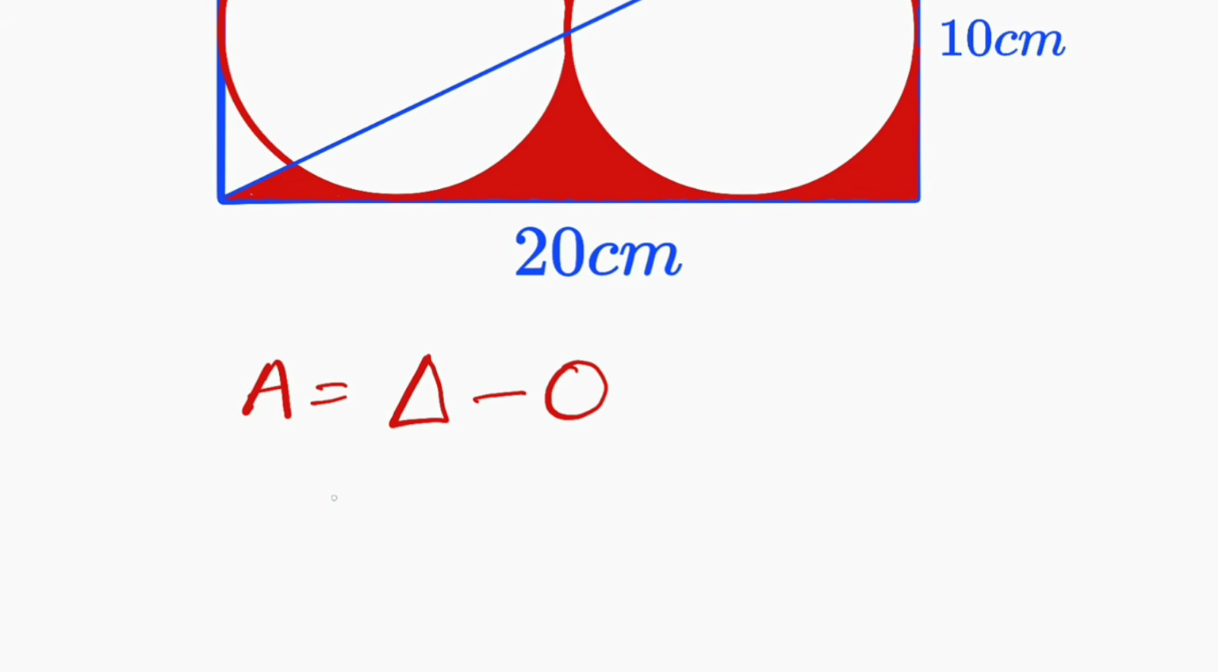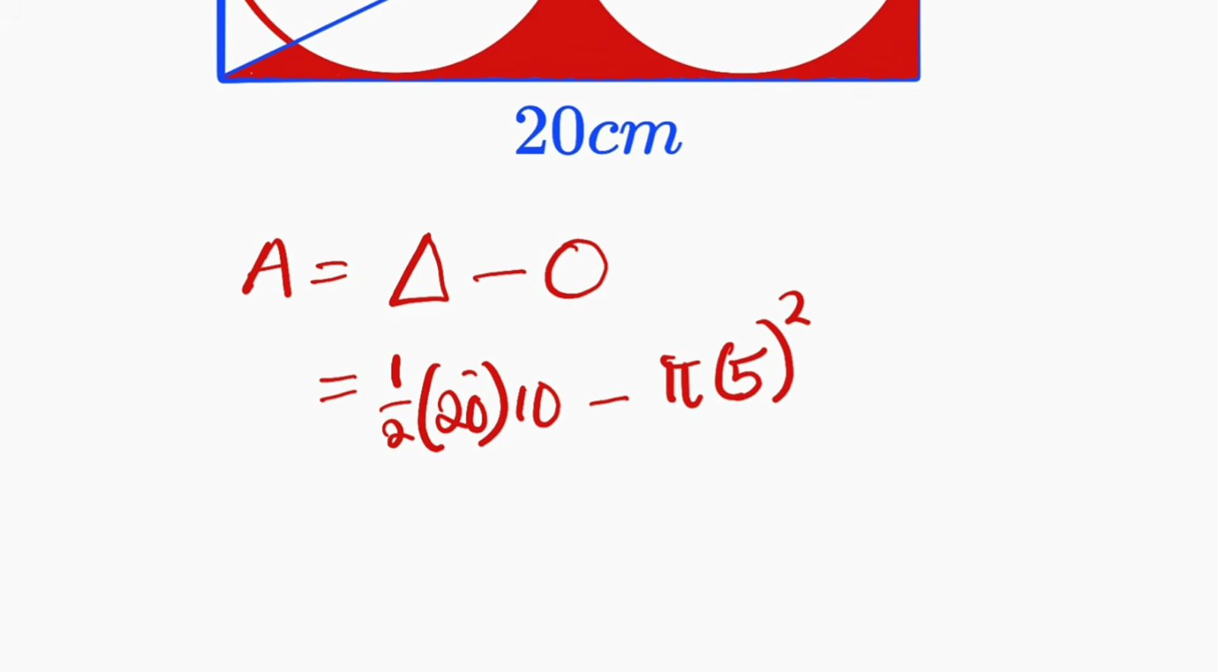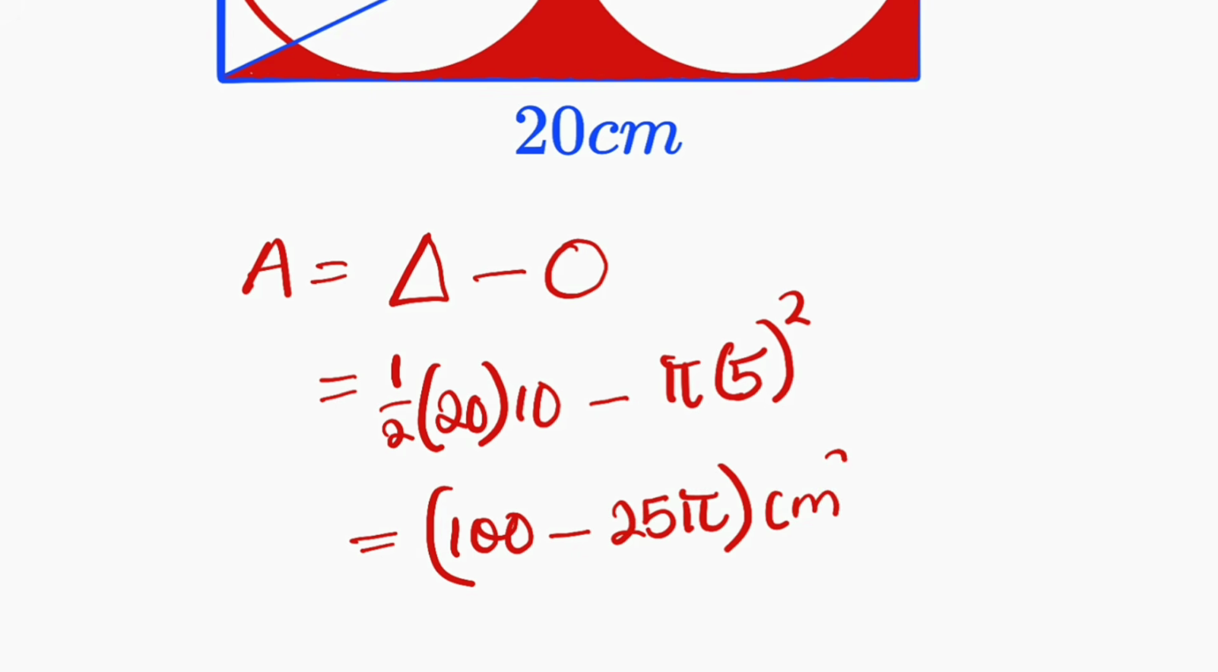So let's find the area of the triangle, which is half the base, 20, multiplied by the height, which is 10, minus the area of a circle, which is pi r squared, where r is 5, as simple as that. Half of 20 is 10, and 10 times 10 is 100. This is 100 minus 25 pi, everything in centimeters squared.